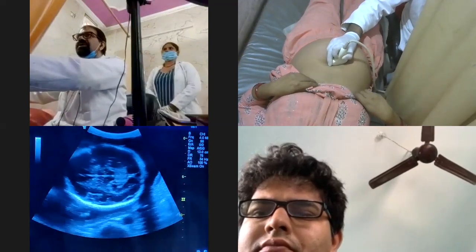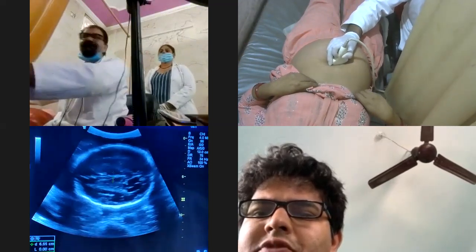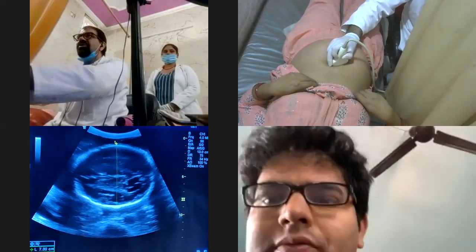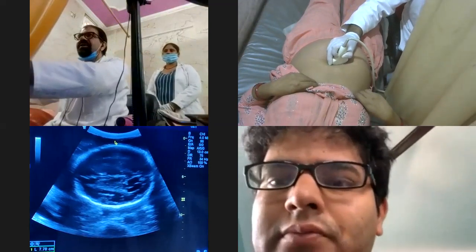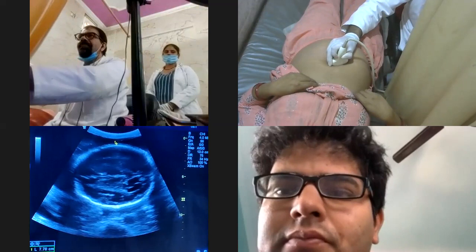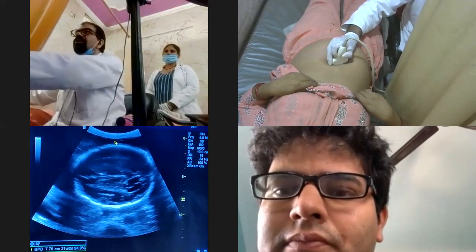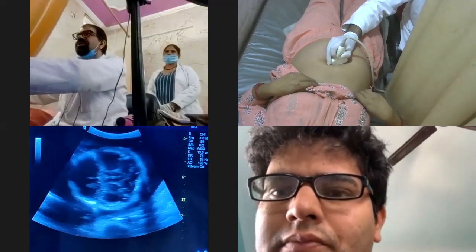Now see, this is the fetal head over here. The axial section of the fetal head where we are taking the biparietal diameter. So this is about 31 weeks and 2 days. Is this breech or cephalic?